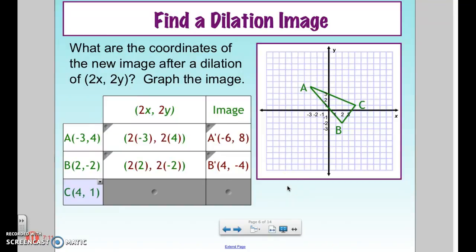I want you to try C, so pause the video, do your multiplication to see if you have the right answer revealed. Alright, so let's see if you got it. So 4 times 2 and 1 times 2 will give me C prime to be 8, 2. If you did not get that at this point, I would raise your hand and call me over so I can help you walk through this process.